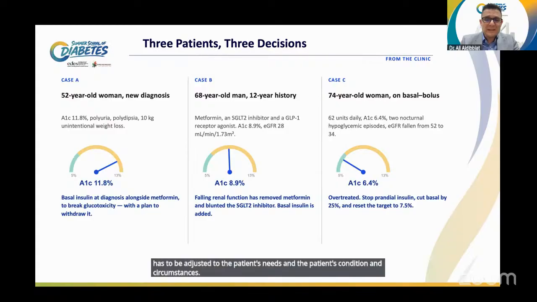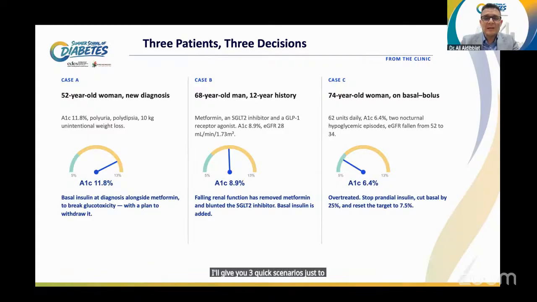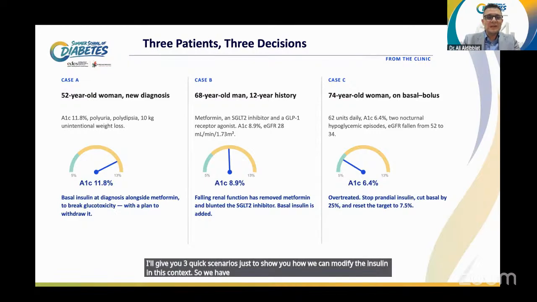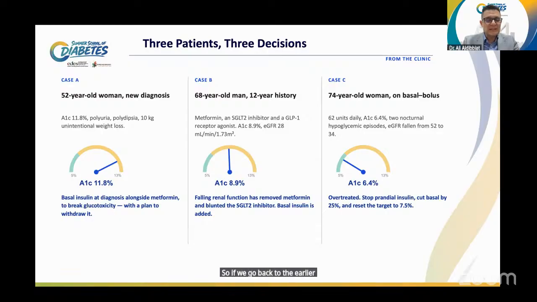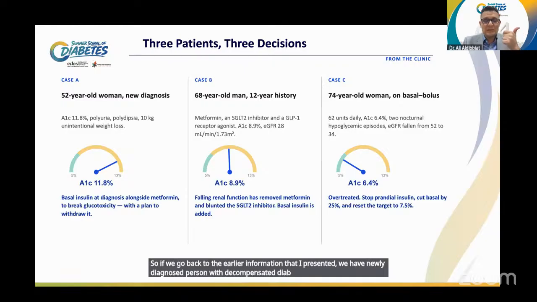So it has to be adjusted to the patient's needs and the patient's condition and circumstances. I'll give you 3 quick scenarios just to show you how we can modify the insulin in this context. So we have a 52-year-old lady with a new diagnosis of diabetes, presented with osmotic symptoms and a 10 kilogram weight loss and A1C of 11.8. So if we go back to the earlier information that I presented, we have a newly diagnosed person with decompensated diabetes. So they have catabolic symptoms of weight loss, they have the osmotic symptoms, and they have a high A1C.